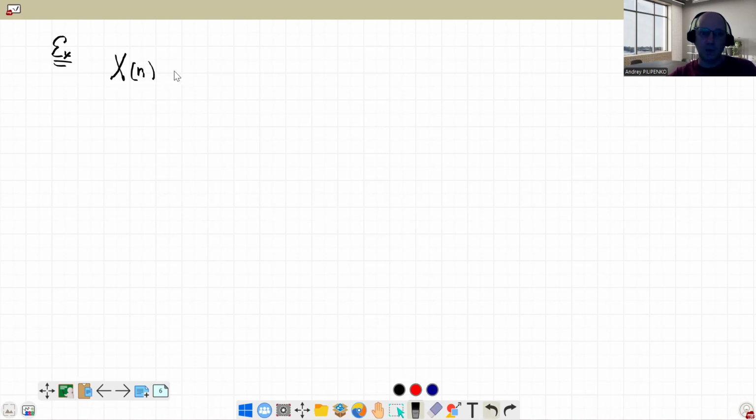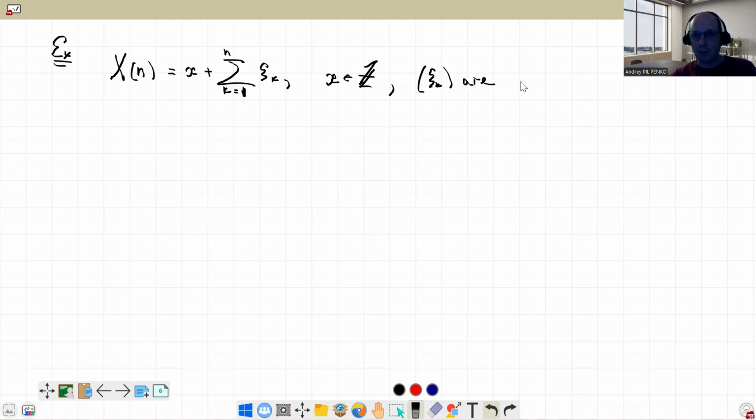X_n is equal to the initial position x plus the sum over k from 1 to n of psi_k, where x is an integer and psi_k are integer valued independent identically distributed random variables.